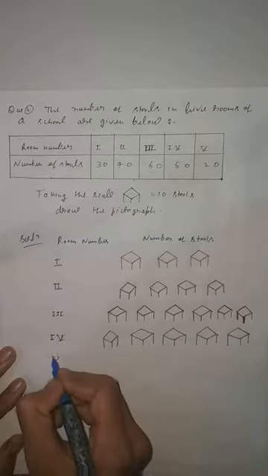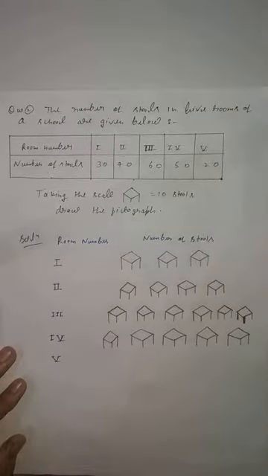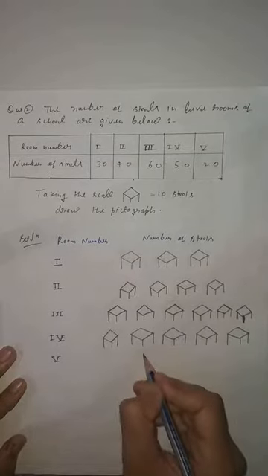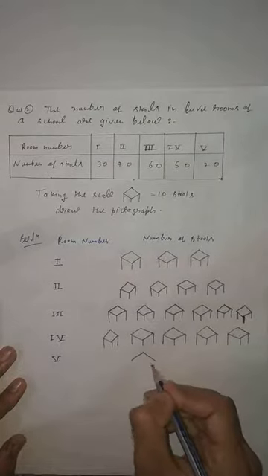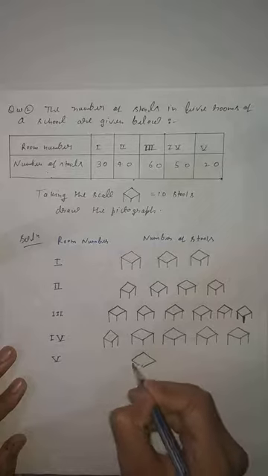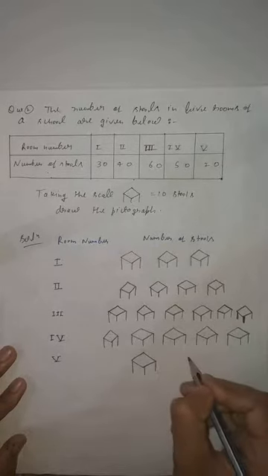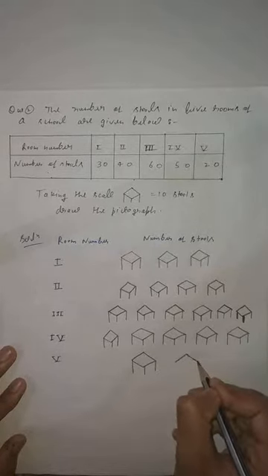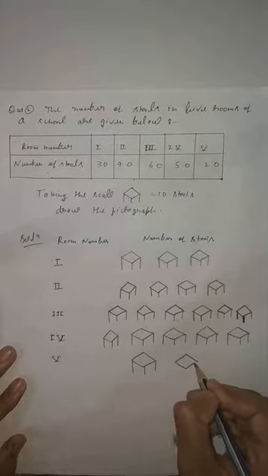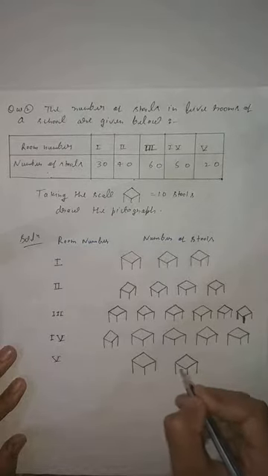Now next is room 5. So come to room 5. In room 5, 20 is given. So how many stools will you draw, students? Simply tell me how many you will draw. Simply you will draw 2 stools, because 1 stool represents how many? 10. Understood? So I think everyone is clear how to solve this question.